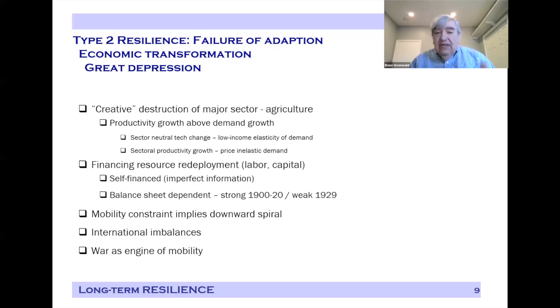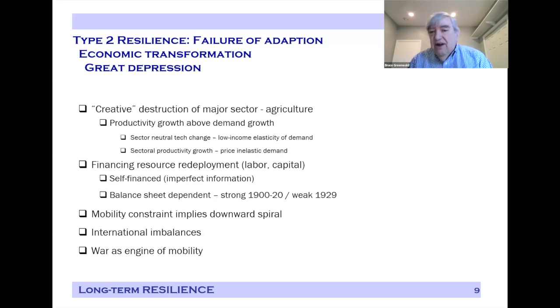Because of imperfect information, it's going to be very hard to borrow to support the necessary migration. The capital itself is very often embedded in land, buildings, and other very specialized equipment. And since individual family investment tends to be local, when the industry goes down, the value of those assets also goes down. So if you can't borrow because of imperfect information, migration and the financing of the shift of resources is going to be balance sheet dependent.